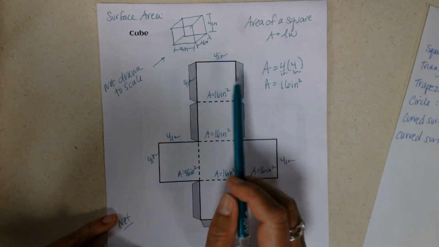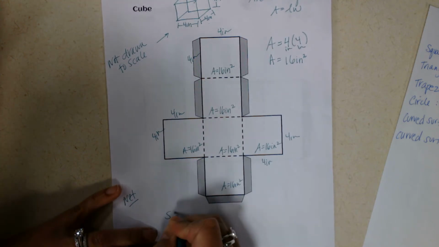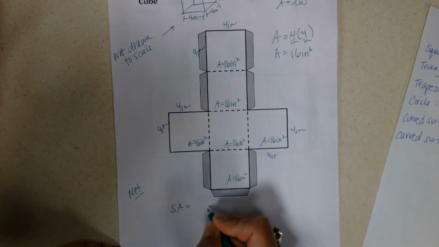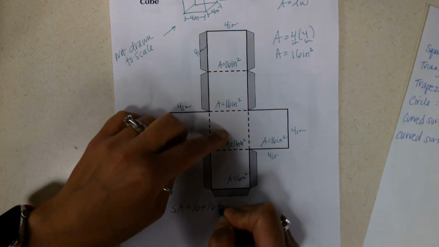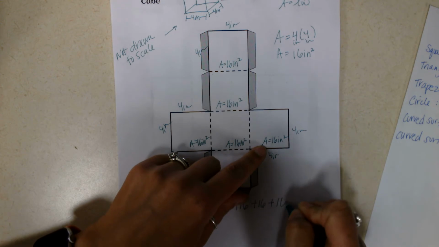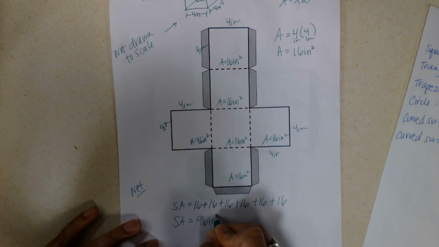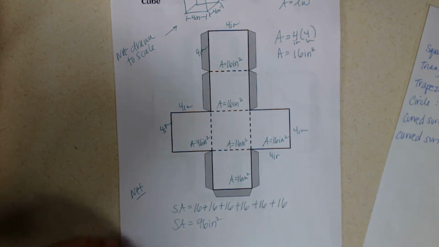What we do to find the area of the whole entire surface is just to add these together. So surface area, and I'm just going to denote that by SA. SA is just surface area, is to add all of them together. So 16 plus 16 plus 16 plus 16 plus 16 plus 16. And so our surface area is going to come out to be 96 inches squared. So if I had to get paint, I know how much paint I would need. I would need to paint 96 inches squared, and I would go and convert that to how many gallons of paint I would actually need.